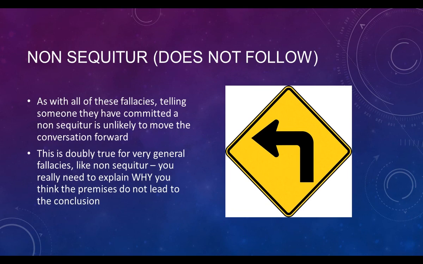As with all fallacies, telling somebody they've committed a non sequitur is pretty unlikely to move the conversation forward. This is doubly true for these really general categories, because if you tell somebody they've committed a non sequitur, you haven't even told them what kind of error they've made. It could be a deductively invalid argument, it could be an inductively invalid argument, it could be any of the fallacies that we talked about. So this is the cream of the crop of snooty ways of engaging people in conversation. If somebody throws this term non sequitur at you and doesn't explain why it's a non sequitur, tell them that I said that. That will be a nice appeal to authority that you can make.